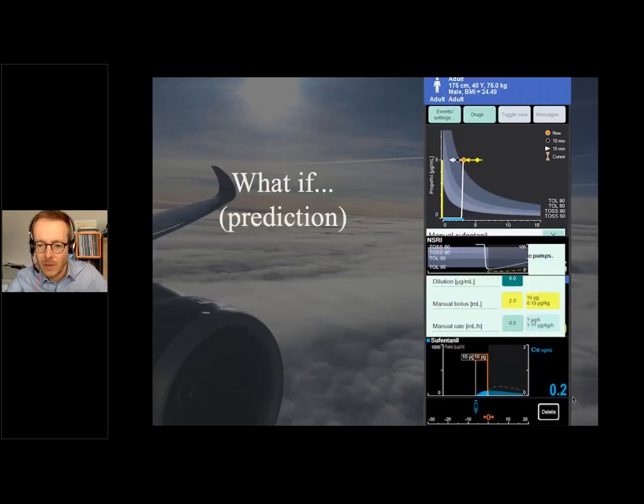What if we would give a manual bolus of sufentanil? This is what would happen. Instead of diving under that MAC 90, or TOL, tolerance of laryngoscopy 90 isobole, in the next few minutes, because our sufentanil effect site concentration is decreasing, we gain another 15 to 20 minutes above the isobole. That's what would happen if we at this time gave another bolus of sufentanil.